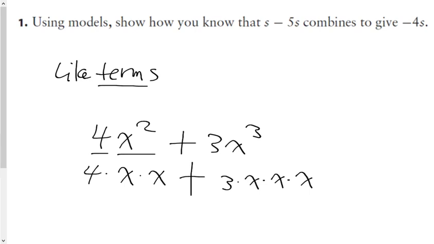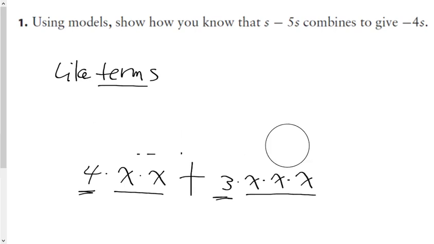Now, add those together. In order for them to be like terms, the number part, which we'll call your coefficient, can be anything. It doesn't matter what those numbers are. However, the remainder of the term itself has to be identical. In this case, x squared is made up of an x times an x, and x cubed is made up of an x times an x times an x. So therefore, we would say that 4x squared and 3x cubed are not like terms.